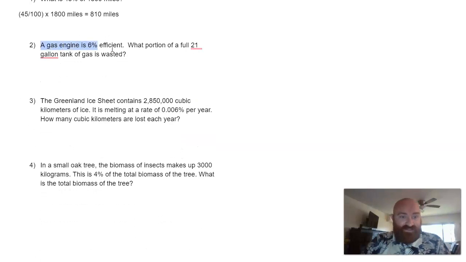This gas engine is 6% efficient, which by the way is horrible. But we know that 6% is 0.06. A lot of people mess up. That's another way of doing this, right? Because in the one above this, we did 6 divided by 100. But that's really the same thing as just moving that decimal over twice and understanding that 6% is also the proportion that is 0.06. So you're going to multiply that by 21 gallons. Notice I'm writing gallons. Yes, you need to include units in your work.